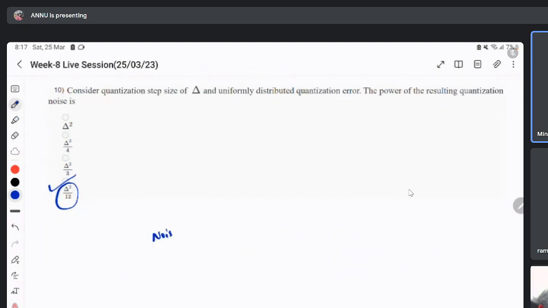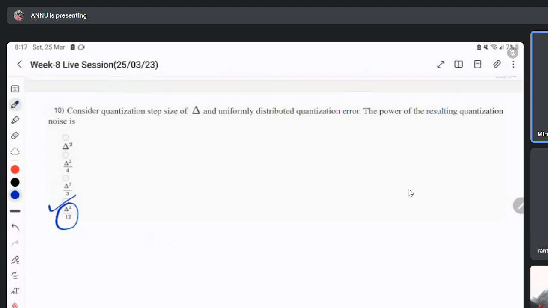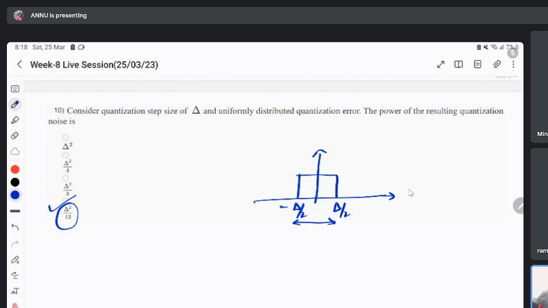Ma'am, actually, can we discuss its derivation a little bit briefly? Yes, how are we getting delta square by 12, delta by 2, right? Yes, ma'am. Is this here a probability distribution function or something, right? Yeah. So how will you get it?